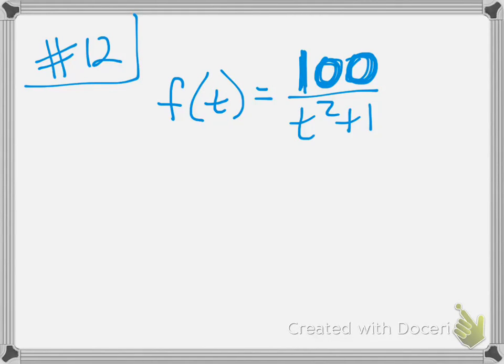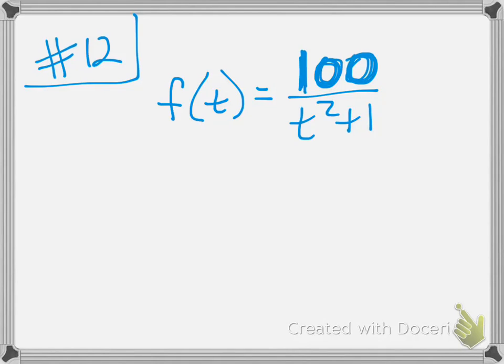Question number 12 on your review says a chemical compound's concentration in milligrams per liter during a reaction can be modeled by the function below, where T represents the number of seconds that have elapsed during the reaction. In this situation, what are the domain and range for this function? Alright, so the best thing you can do is go to your calculator and graph this.